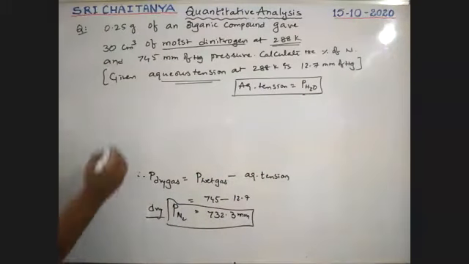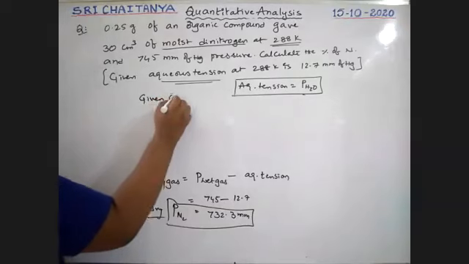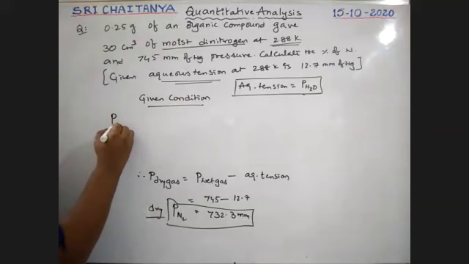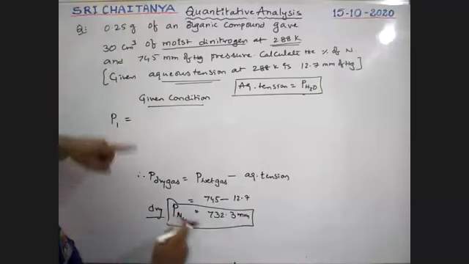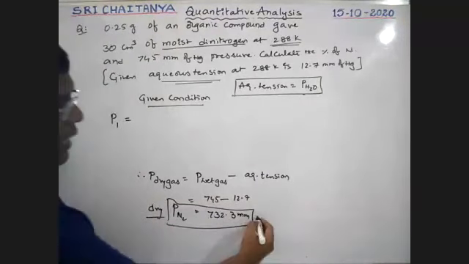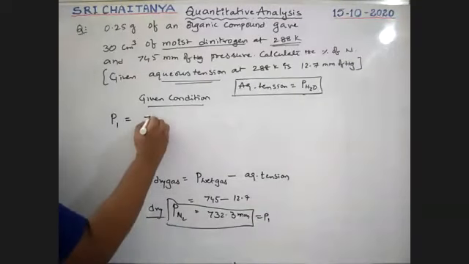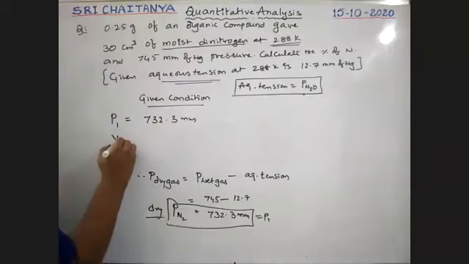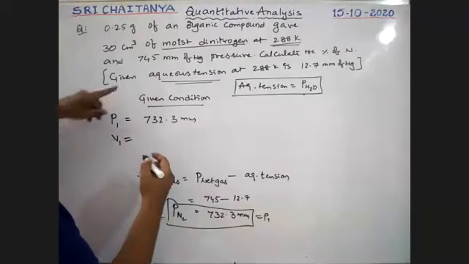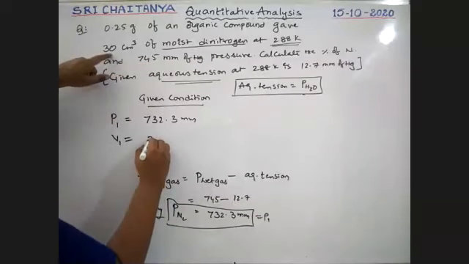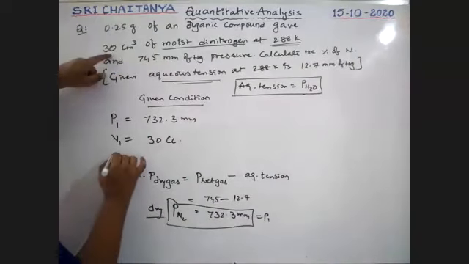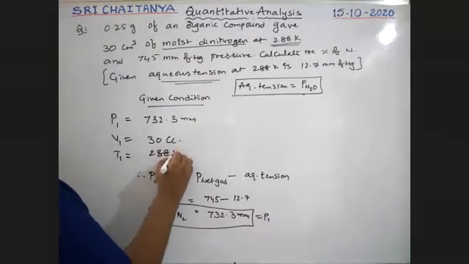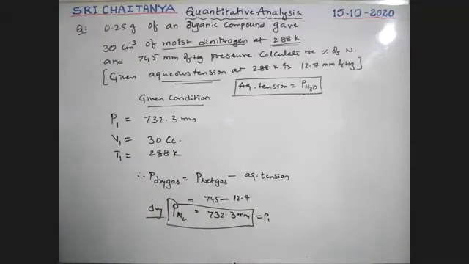See here, the given condition. Let us take pressure P1. This is the pressure, 732.3 mm. Next, volume V1 at this temperature, that is 30 cm³. The temperature is 288 Kelvin. This is the given condition, boys.